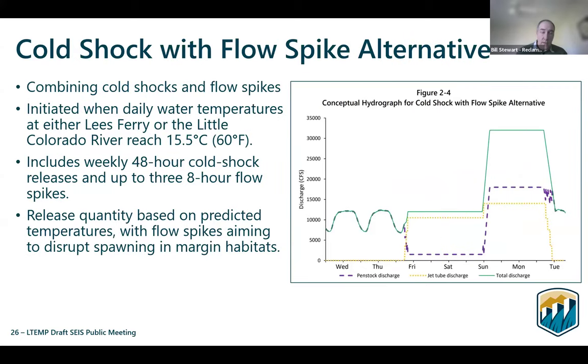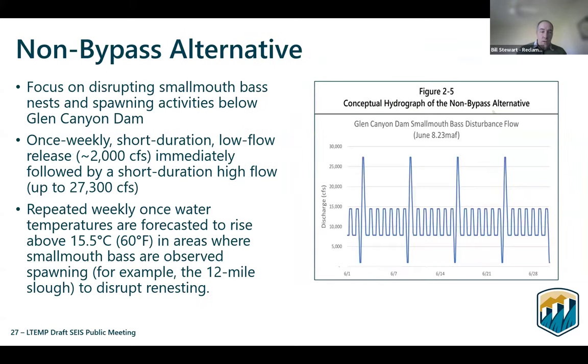The fourth cold water alternative is a cold shock with flow spikes. Similar to what I just described for the cold shock, this would include up to three 8-hour flow spikes. So again, ramping everything up for an 8-hour period to get that cold water into some of these marginal habitats on the river margins. Next slide. And so that's all of the cold water alternatives. And then the fifth action alternative is the non-bypass alternative. This would focus on disrupting smallmouth bass nests and spawning activities below the dam.